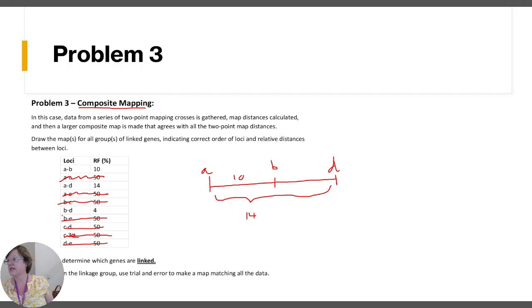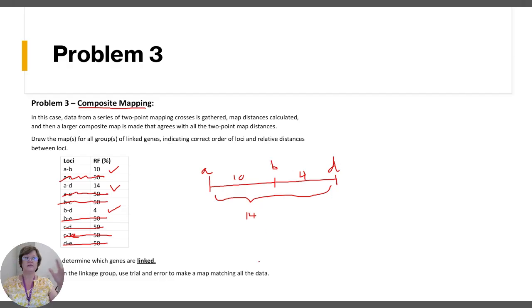A to B is 10, and B to D is 4. Does that all make sense? Do the pieces all fit together to make one map whose individual pieces match with the 2-point data? Yes. So that's your map, A to B, B to D.